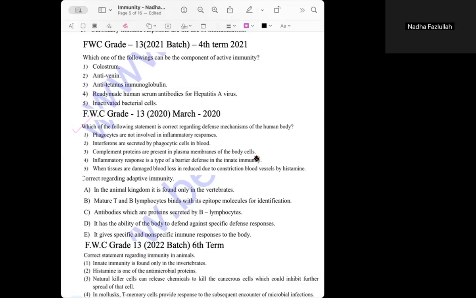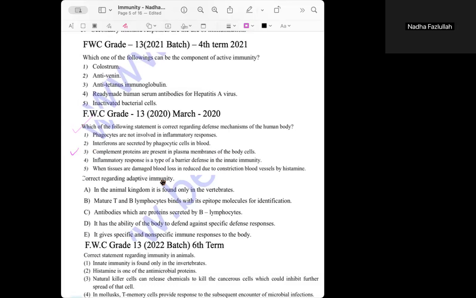Then, complement proteins are present in the plasma membranes of the body cells. Yes, they are inactive proteins and they can be present in the blood plasma, or they can be present in the plasma membrane. Then, inflammatory response is a type of barrier defense in innate immunity? No. Inflammatory response is a type of internal defense. Barrier defense is only skin, mucous membrane, and secretions of various glands. So, inflammatory response is an internal defense of innate immunity.